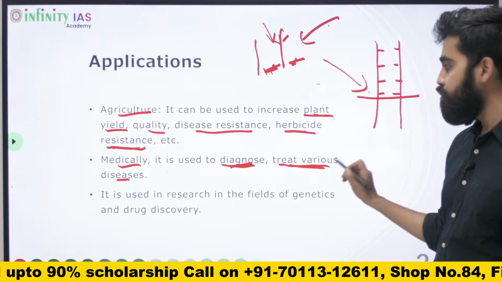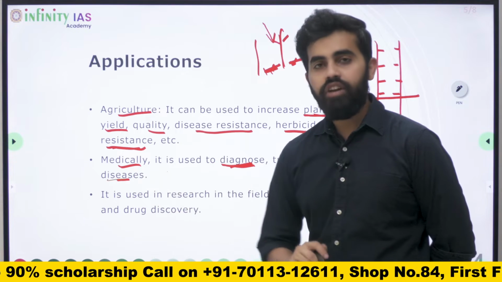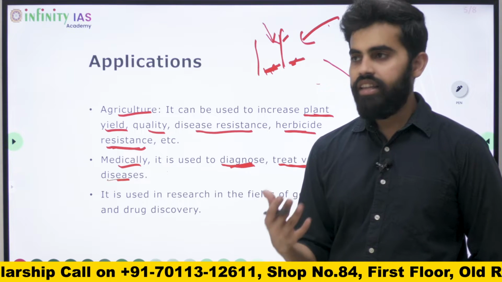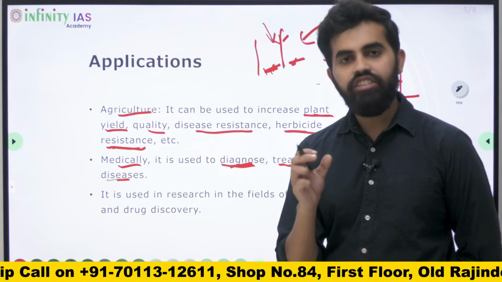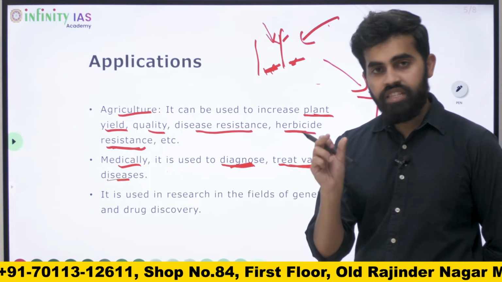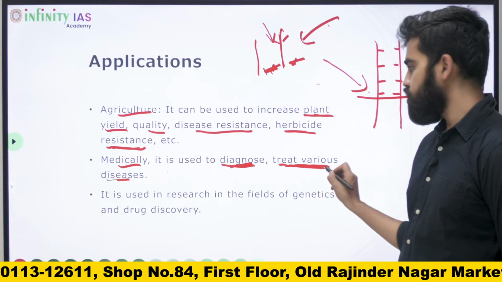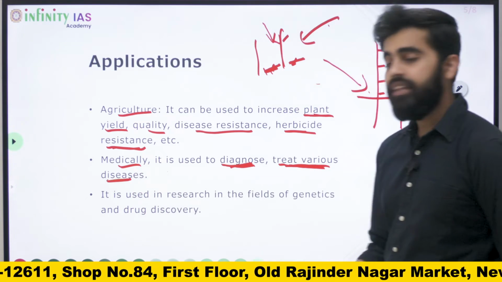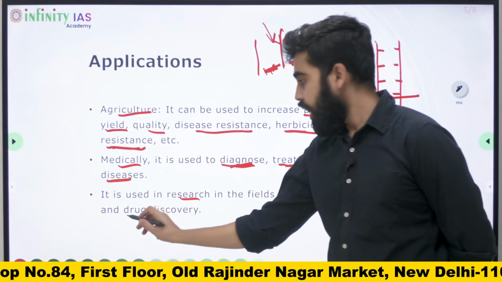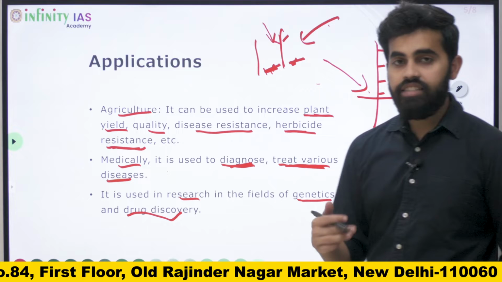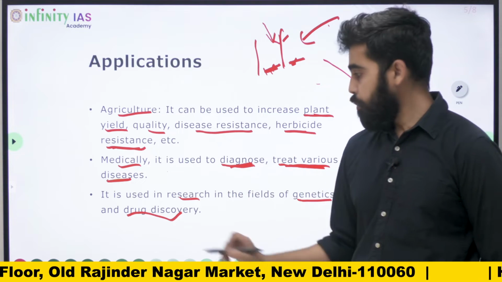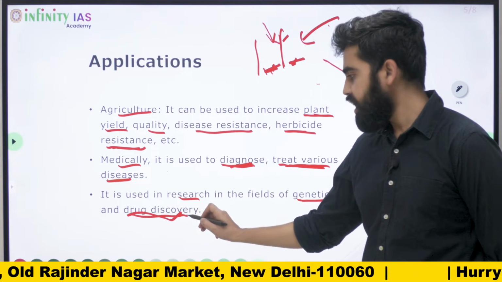In the same way, it can be used to treat various diseases. For example, there are genetic diseases such as DMD that are caused by mutations in certain genes in the human genome. We can use CRISPR to alter those specific genes to treat those diseases. And then when it comes to research, it is used in the field of genetics and drug discovery. This is still progressing and there are many more avenues where CRISPR can be used, particularly in drug discovery.